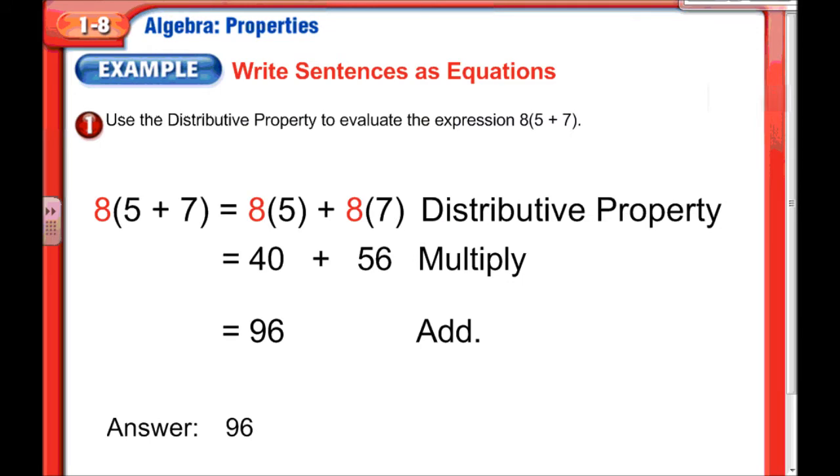So we're going to evaluate 8 times (5 plus 7). Well, as you can see, first we multiply the 8 times the 5, then we multiply the 8 times the 7. A little bit of multiplication. 8 times 5 is 40, 8 times 7 is 56. And finishing up with 40 plus 56 is 96.